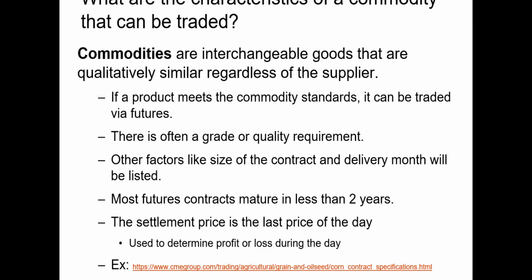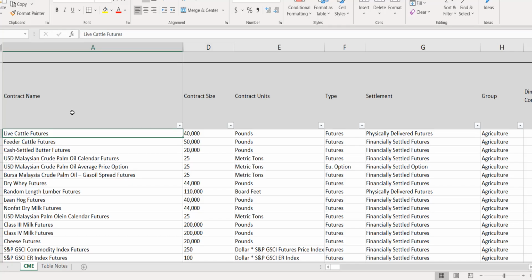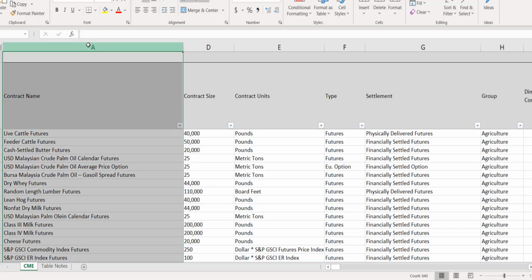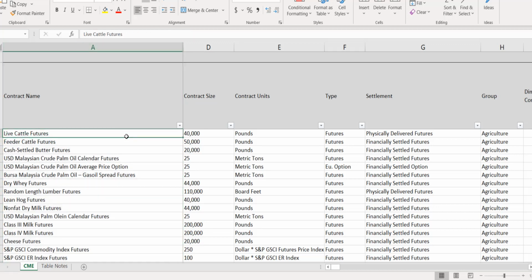Let's take a look at the characteristics of the commodities traded on the CME. I downloaded the position limits for each of the commodities traded at the CME. What you can see here is that the CME trades about 630-something different types of commodities, like live cattle, lean hog futures, or cheese futures. And if we go down here, I guess these also include index futures as well. You can see the contract size that's given, and we know that this indicates 40,000 pounds of live cattle futures.